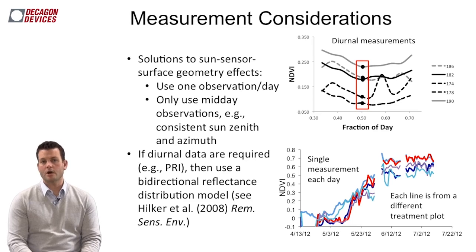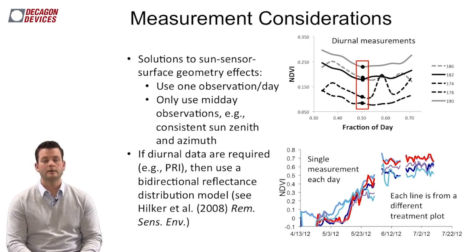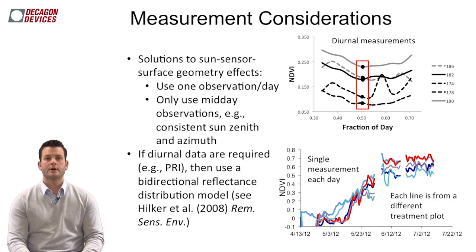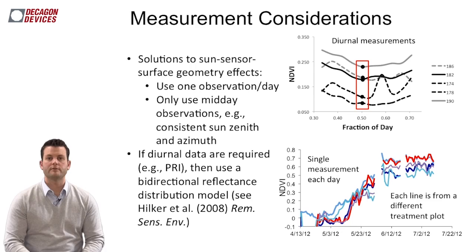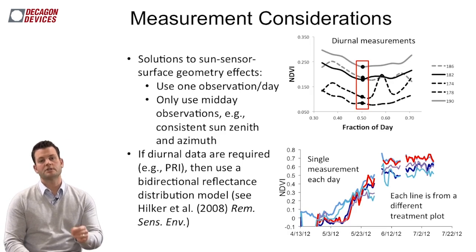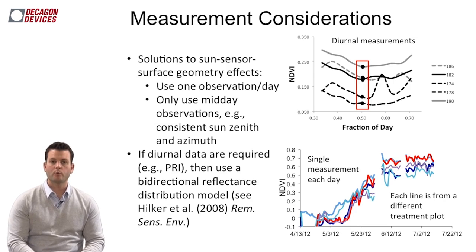In this case, the common practice is to extract just a single measurement per day from a time series, or only make one measurement per day. The example I'm giving here is to extract one measurement that was made right around noon. Noon, or especially solar noon, is probably even better, because the solar zenith and azimuth are consistent from day to day when the observations are acquired. So you can extract that and then plot it as your time series.